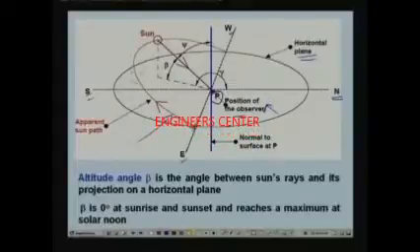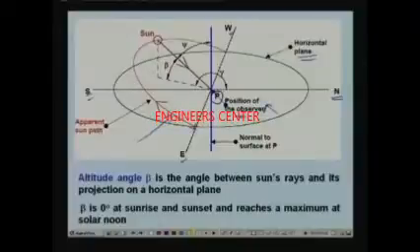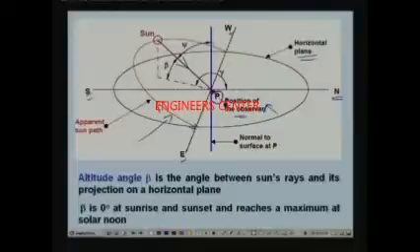This is for a particular day. This path is not constant; it varies from day to day. So for a particular day, let us say that this is the sun path. It rises in the east and it sets in the west.